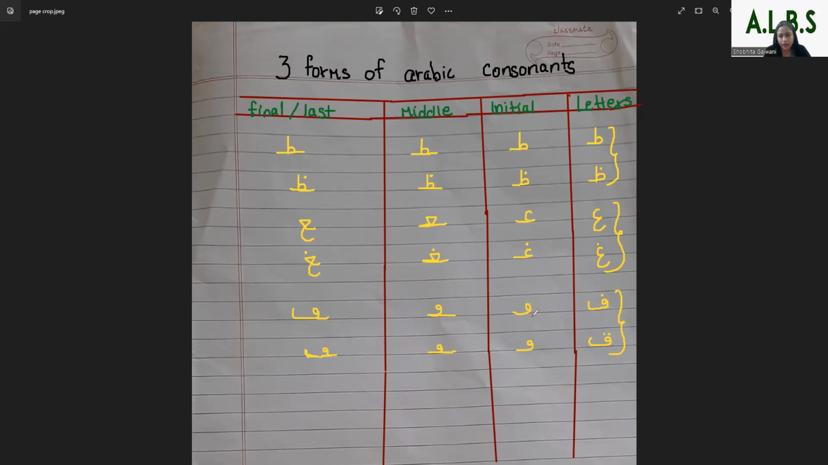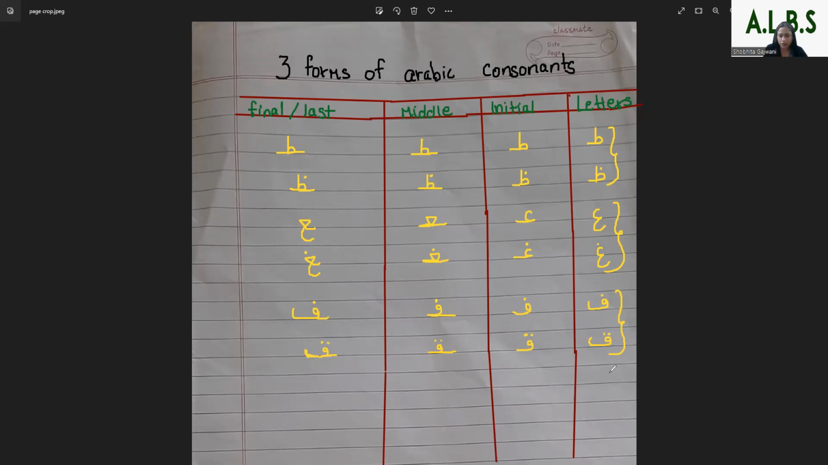Now I'm placing dots. Fa has only one dot over its structure. So here I'm putting one dot on Fa. Now the next one is Qaf. It has two dots above the structure. So here I'm putting two dots above the structure.